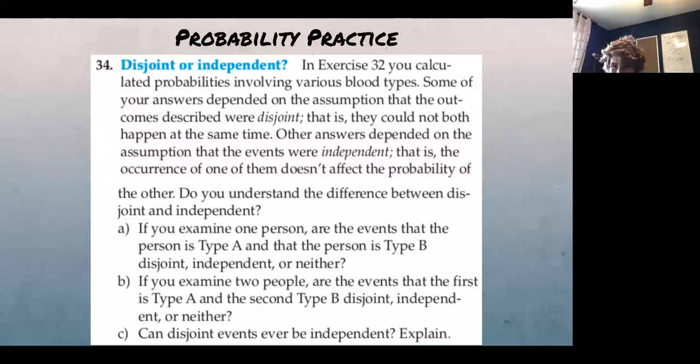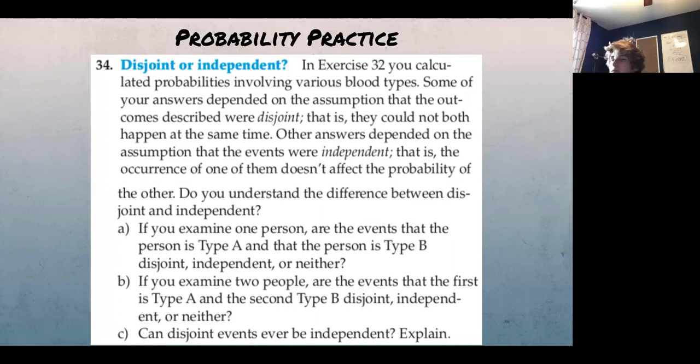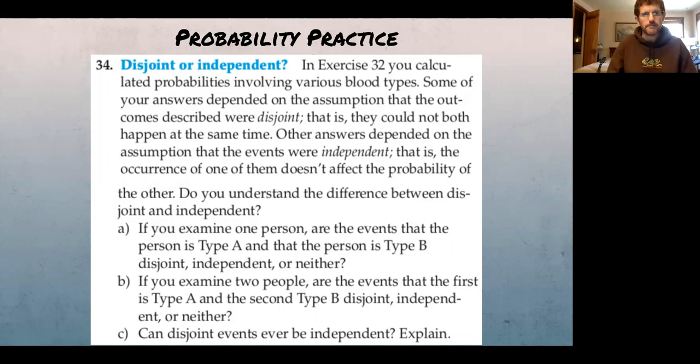Okay. So in that case, it would be independent, right? Because you can have both. Well, you can't have both. That doesn't mean they're independent. It means they're, oh, sorry, mutually exclusive. There you go. That's what I meant. Disjoint, mutually exclusive. So that is the answer here.